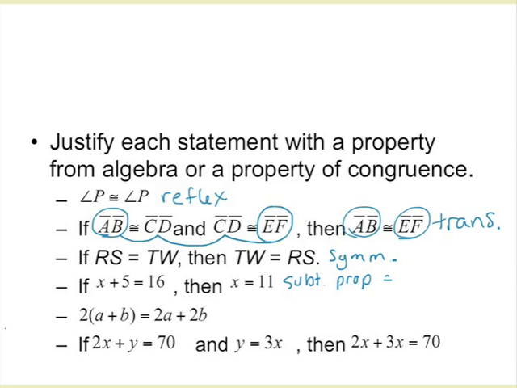Now this next one's a little bit of a tricky one because it actually wasn't listed out at the beginning of the assignment in the steps, but we did use it already this year in some homework assignments, and you learned it in Algebra 1. It's where we want to take the 2 and pass it out through the parentheses, multiplying by each thing, and that's called our distributive property.